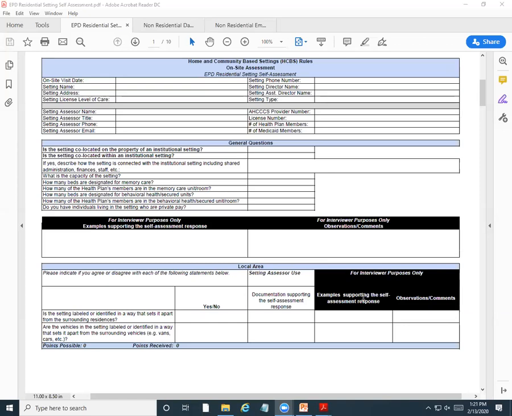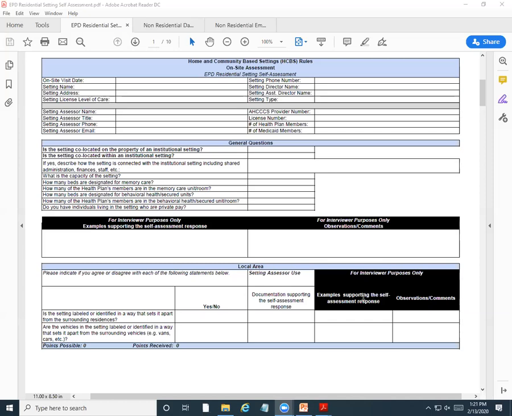Again, for this tool, there is no right or wrong answer. We just need your initial reaction to these questions. There's no pass or fail. I cannot stress that enough. We are just trying to gauge your compliance so that we can provide technical assistance and make sure that all settings come into compliance by that March of 2022 deadline.